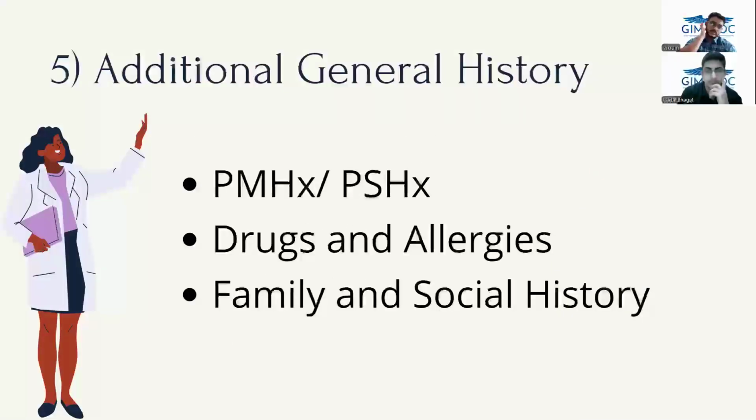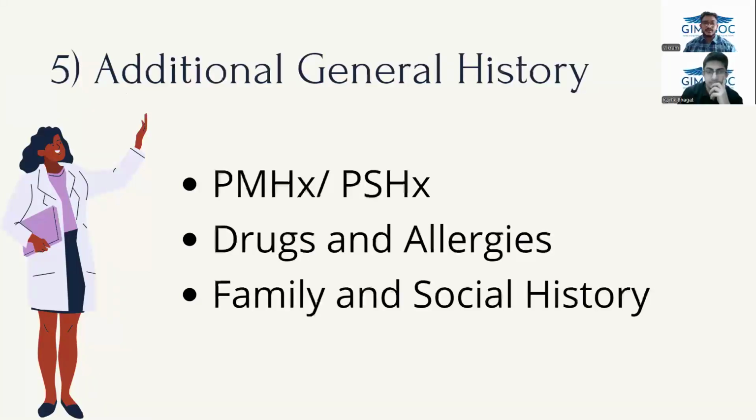Additional history. This is your basic. You can ask past medical history, past surgical history. As Karthik said, C-sections fall under it. Drugs and allergies, again, very, very, very important. If a patient is allergic to a drug and you don't know about it, and somebody in the hospital ends up administering that medication to the patient, it could be life-threatening, and it could lead to a fatality as well. So be very careful about that.